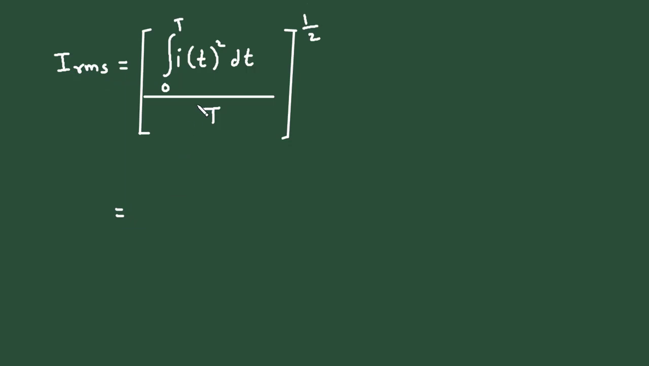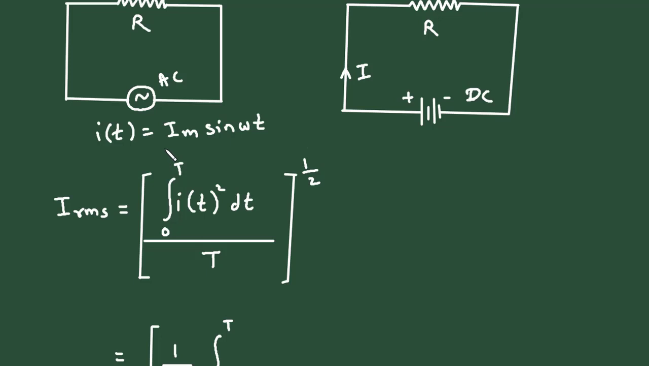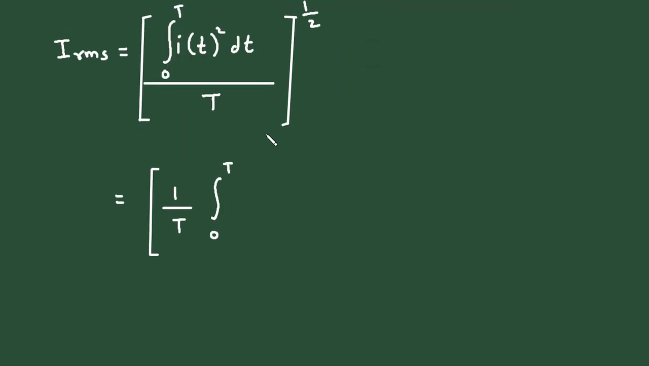So it is equal to, now we can write this as square bracket 1 upon T, then integral from 0 to T of I of t square. So we know that I of t is Im sin omega t. So we have to take its square. So it will be square and this will be square. Then dt. Now its power 1 by 2.